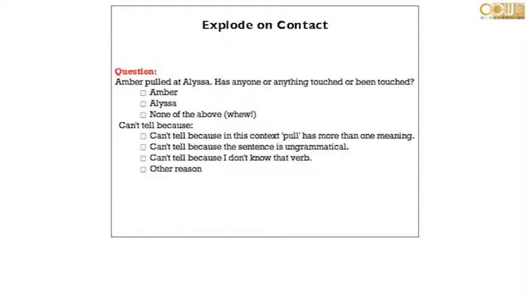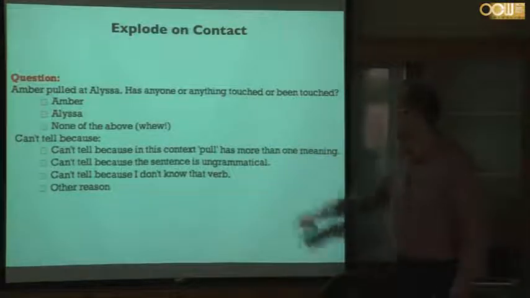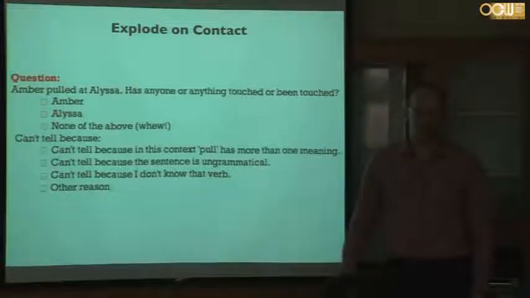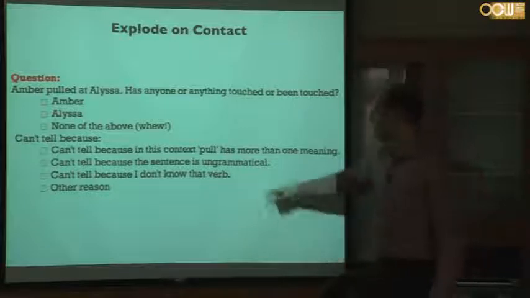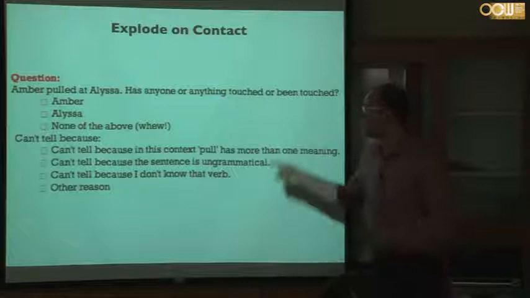Basically, they have exploded. And so now you have a sentence like, Amber pulled at Alyssa. Has anyone or anything touched or been touched? And you say Amber, Alyssa, or none of the above. Sometimes these sentences are hard, so we have options like, you can't tell because in this context the word has more than one meaning. Can't tell because the sentence is ungrammatical. Unfortunately, we're generating all our sentences from VerbNet, and VerbNet has mistakes in it. Sometimes some of the verbs it says can go in a particular frame, can't actually. Can't tell because I don't know the verb. Sometimes the verbs aren't very common, people don't know them, or some other reason.